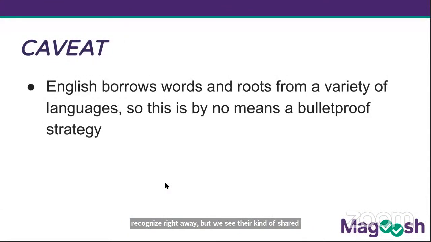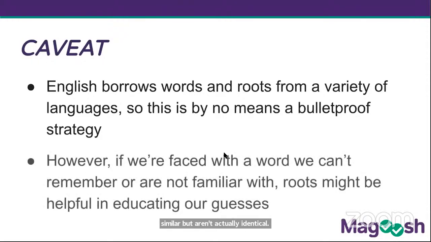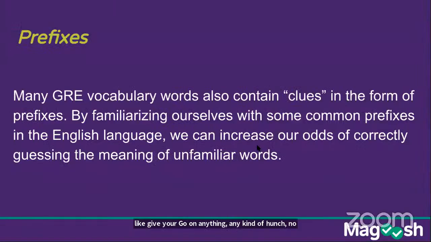Any of you who have studied the English language know that English borrows from everywhere. Roots and words from other languages look similar but aren't actually identical, so this is not a bulletproof strategy. But if we see a word that we can't remember or just plainly don't know, this is something that might be helpful in educating a guess. And this is something I really like to preach: go on any kind of hunch, no matter how far-fetched, is better than wildly guessing.